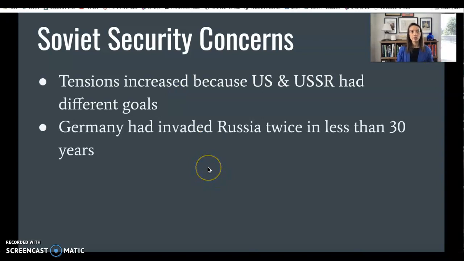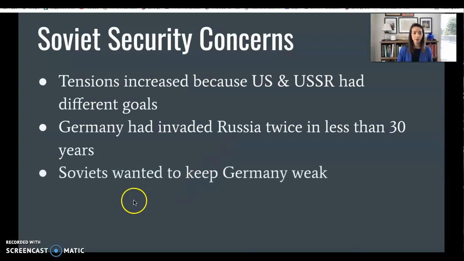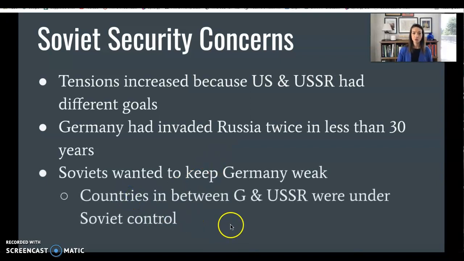All right, so we're going to turn the page back just a little bit and realize that in history, we always have to have context to understand what happened, right? So 30 years previous to this, let's think about World War I and World War II. Germany had invaded Russia 2 times in less than 30 years. Russia, the Soviet Union, doesn't want that to happen again. They want to make sure that if Germany becomes powerful again, they don't have the ability to invade their country, okay? So the Soviets want to keep Germany weak.